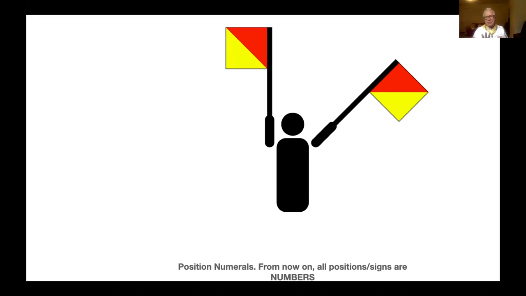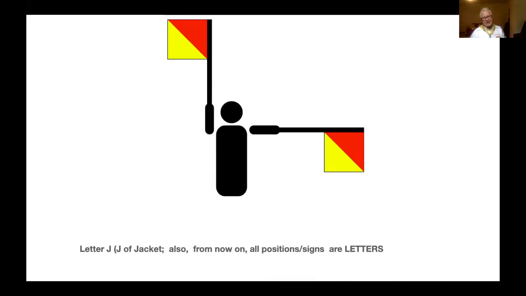How do you come back from the numbers to the letters? We put this position. Here we have our letter J, J of jacket. And also it stops the numbers. This is the letter J, but it also cancels the numbers. From now on, we are going to transmit letters.